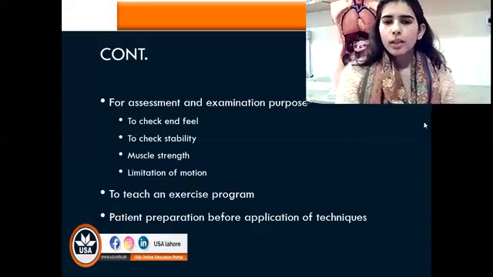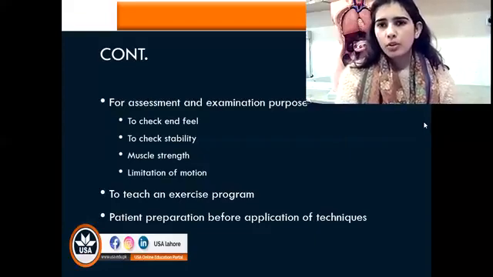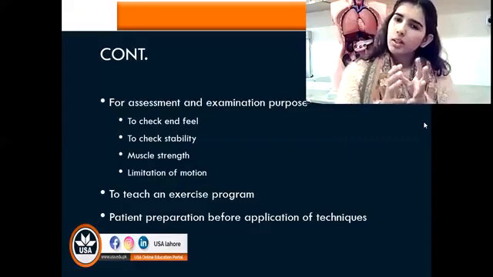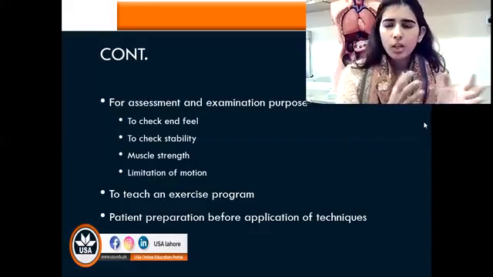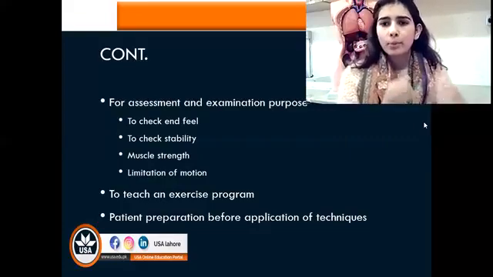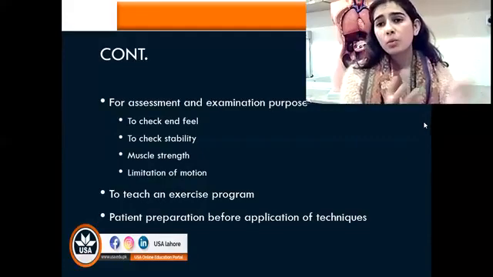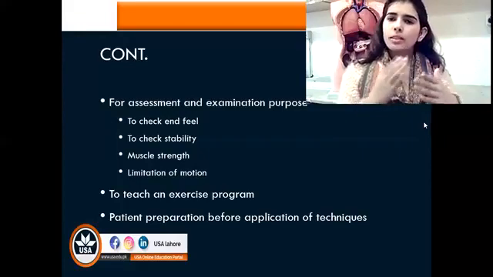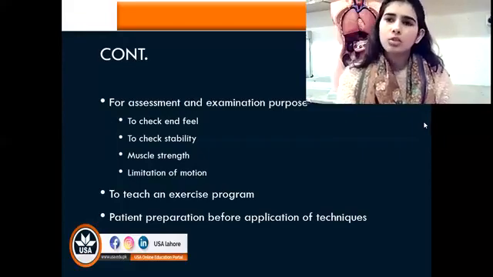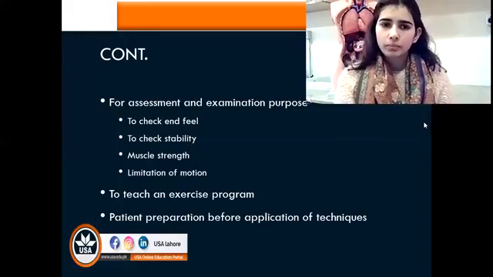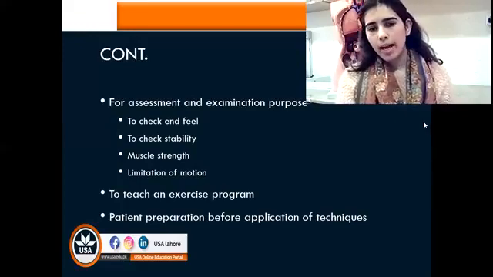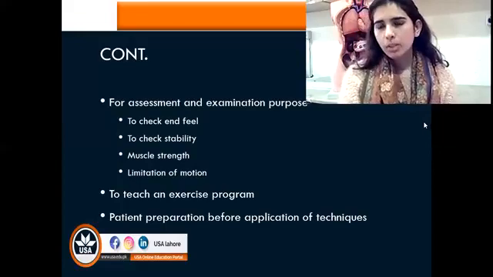Then, in order to assess or examine the limitation of the movement, so where the limitation is coming from, either the joint is unstable or the ligament is weak or ruptured, is there a crepitation in the joint, or the muscle is weak while the motion is limited. So, in order to assess all these reasons, there is a need to perform the passive movement or to teach an exercise program. So, how does this relate to the passive movement?